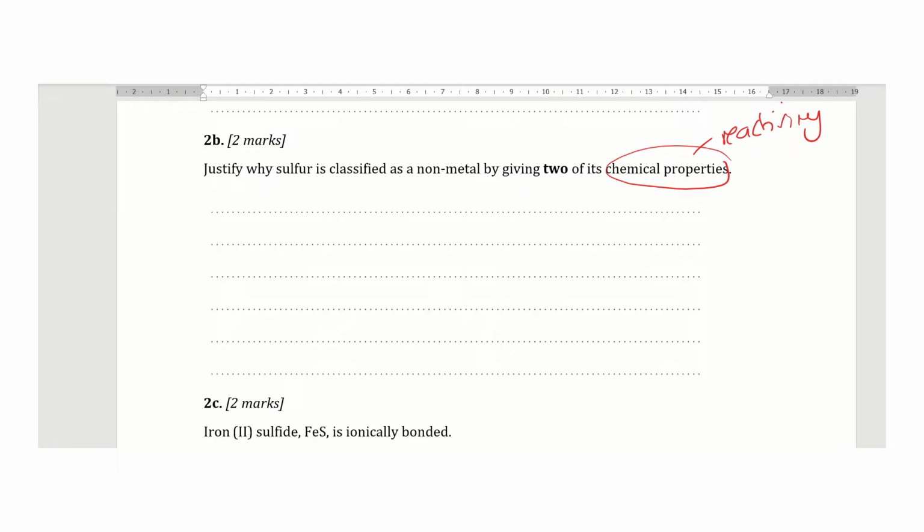So, for example, it's highly electronegative, it is lustrous, it is a gas, it's an odorless gas, things like that. Here they're specifically asking you why sulfur is a non-metal based on its reactivity.